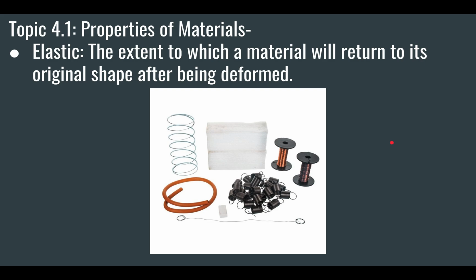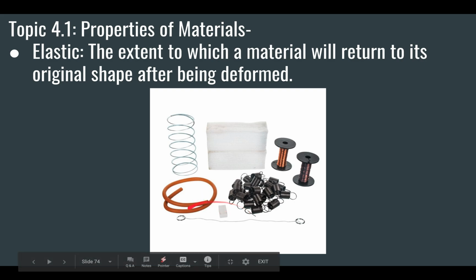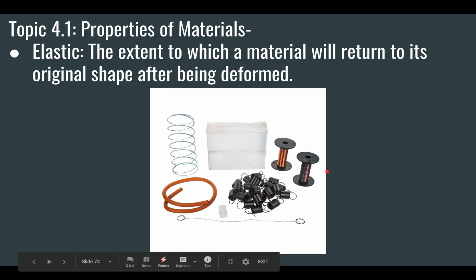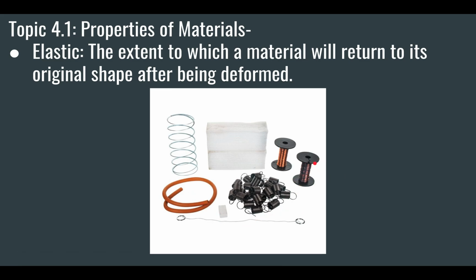Okay, we have elastic materials. These are materials that can return to their original shape after being deformed. You can see lots of different examples here: spring steel, foam, rubber. These are all examples of things that can return to their original shape after being deformed.